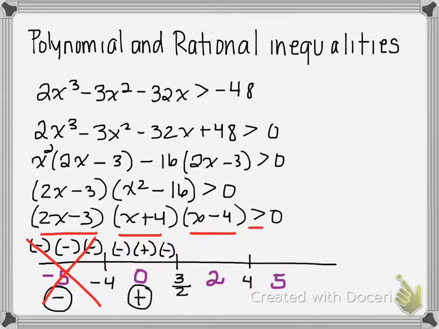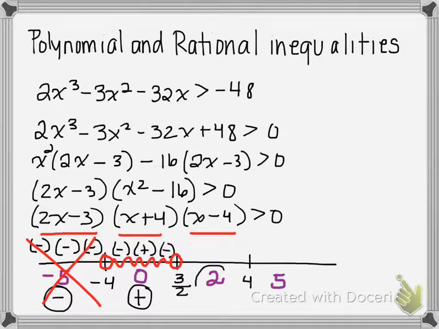Can I be equal to 0? No. So the negative 4 would make it equal to 0. If you look on the number line at negative 4, and the 3/2 would make it equal to 0. So I do not want to include those in my solution. I just want to include the values between. So it's really just going to be these values in here, but not the negative 4 and not the 3/2.